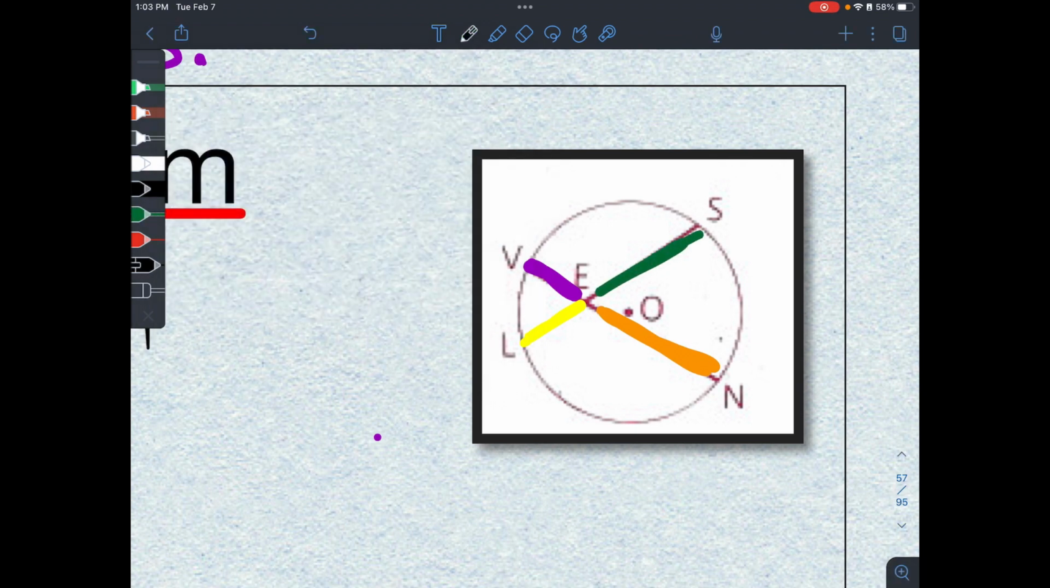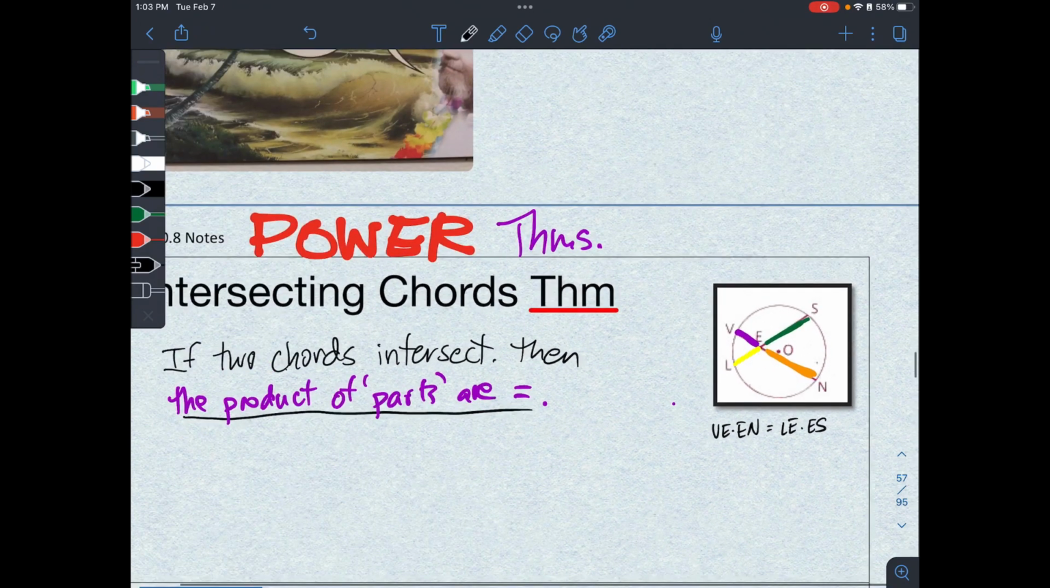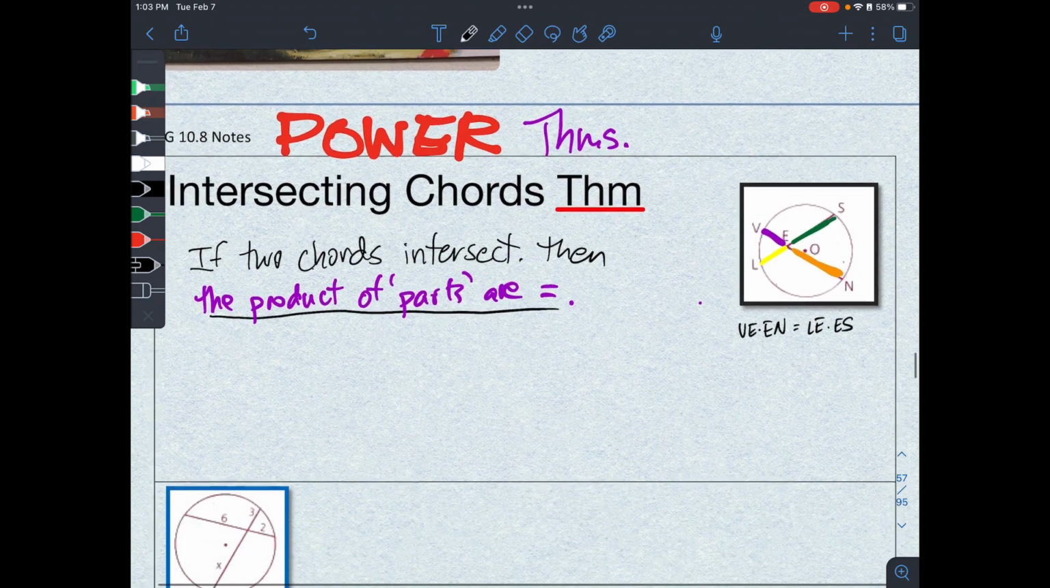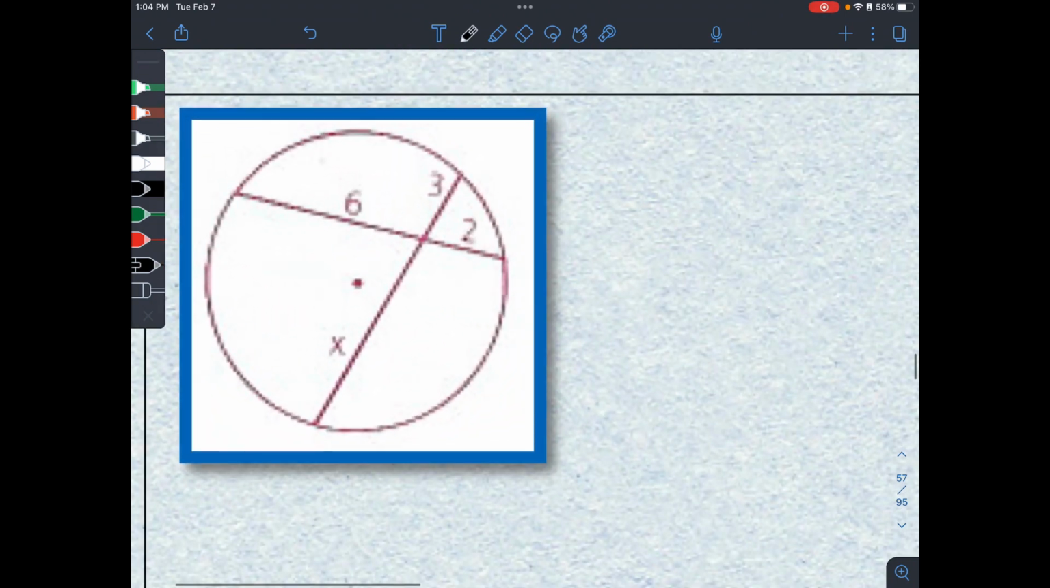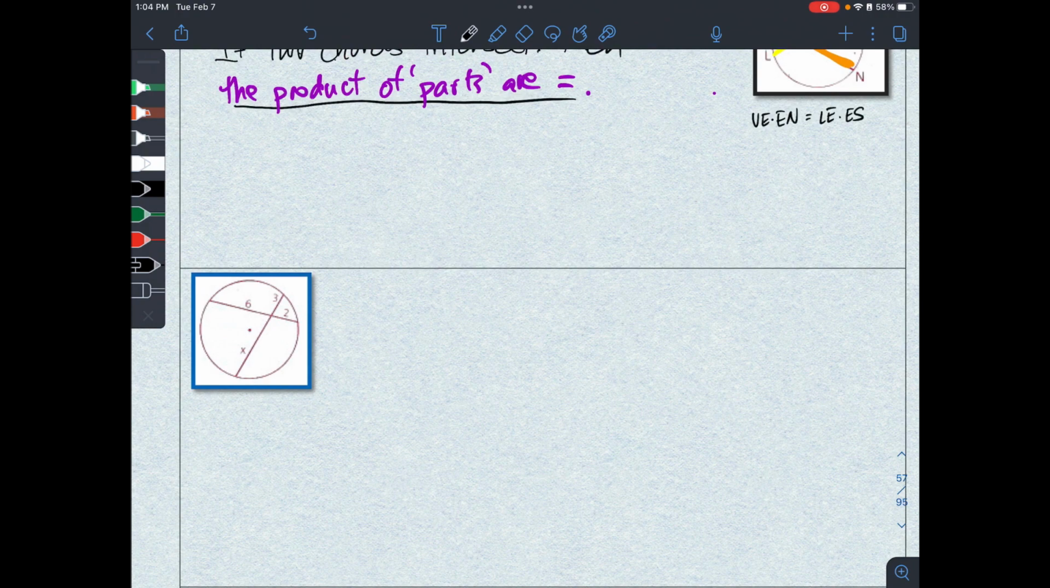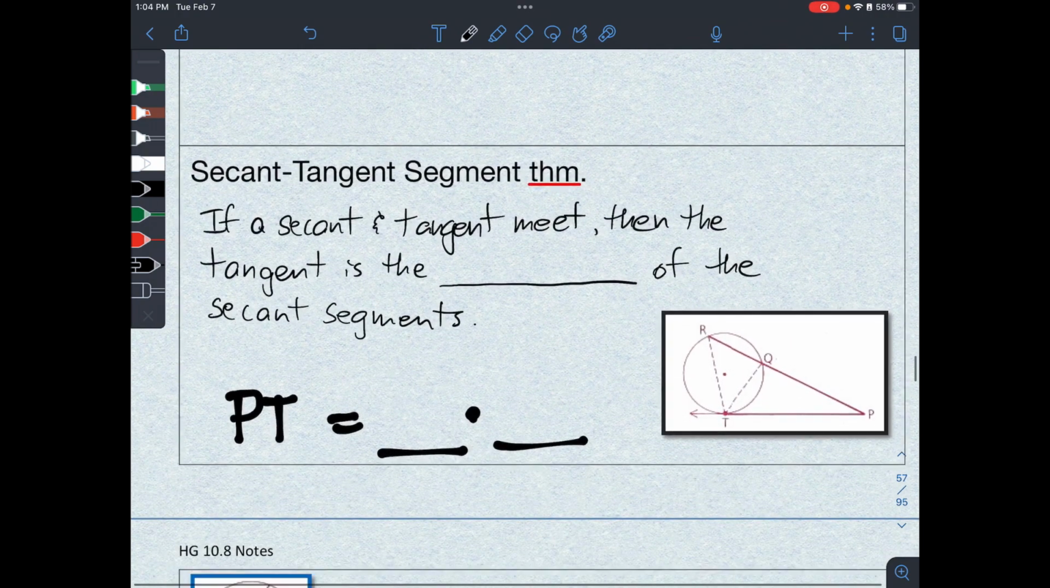In symbolic form, we would write VE times EN will equal LE times ES. All right? Intersecting chord theorem. So they're going to give you problems like this. Find X. Most of you can see that X would be 4 in this case without doing a lot of math. Always make sure you show me some sort of reasoning for how you got 4.